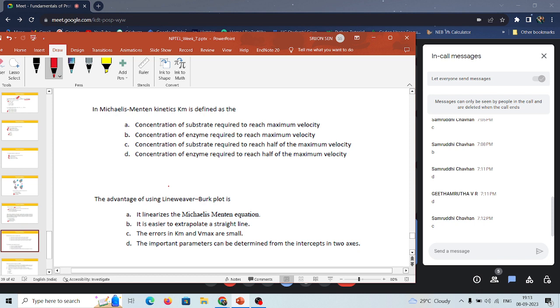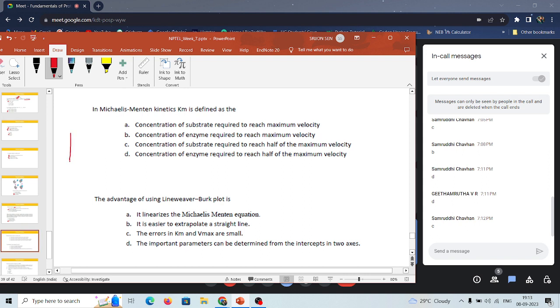Or is everyone happy with that particular answer? So what are the options over here? Concentration of substrate required to reach maximal velocity. Concentration of enzyme required to reach maximal velocity. Concentration of substrate required to reach half of the maximal velocity. Concentration of the enzyme required to reach half of the maximal velocity.